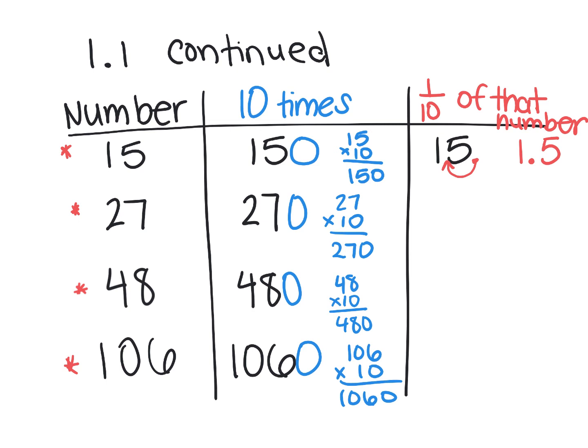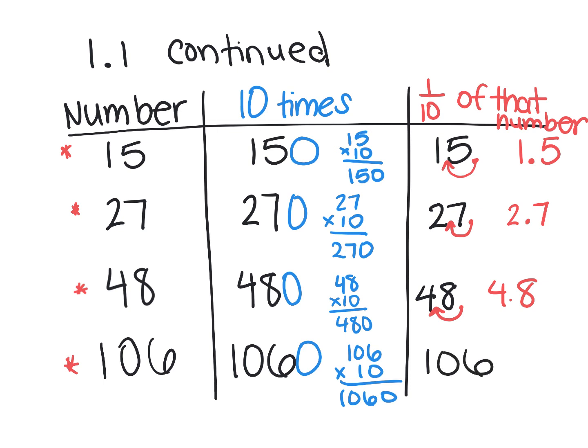Let's try 27. So I have my 27, and my decimal point is behind the 7 because this is a whole number, and I'm going to move it one place over, 2.7. Same thing for 48. Moving my decimal one place over, and I have 4.8. Let's do 106. Moving my decimal one place over, now I have 10.6.